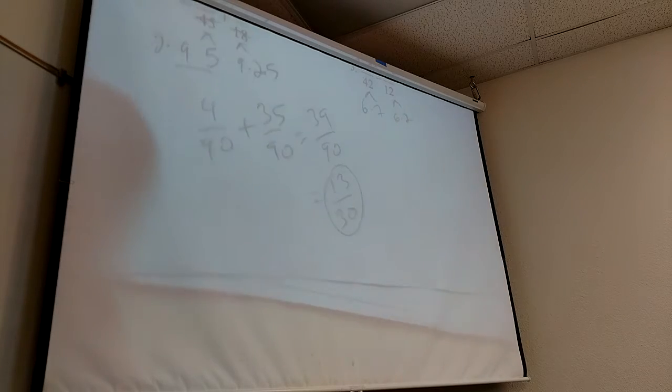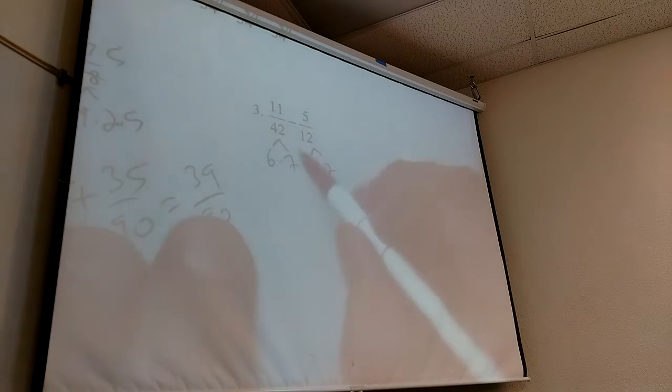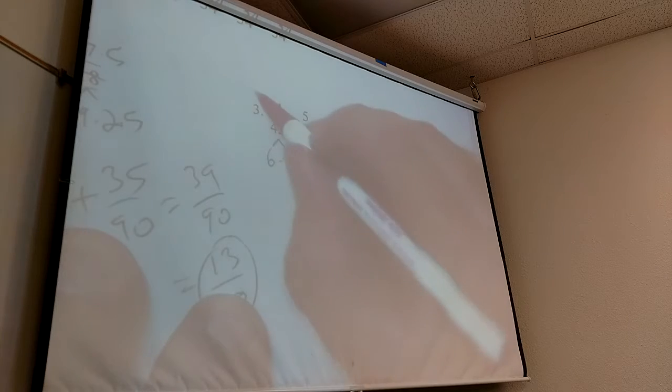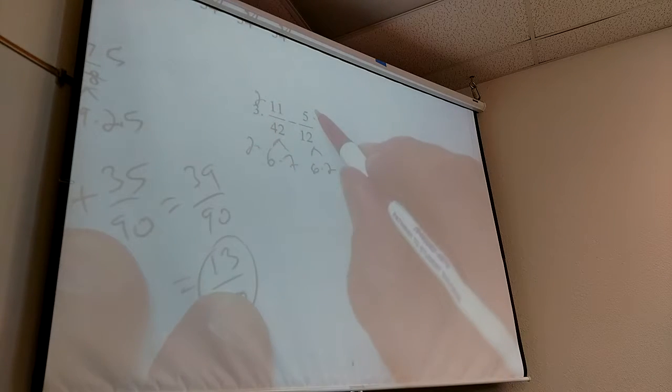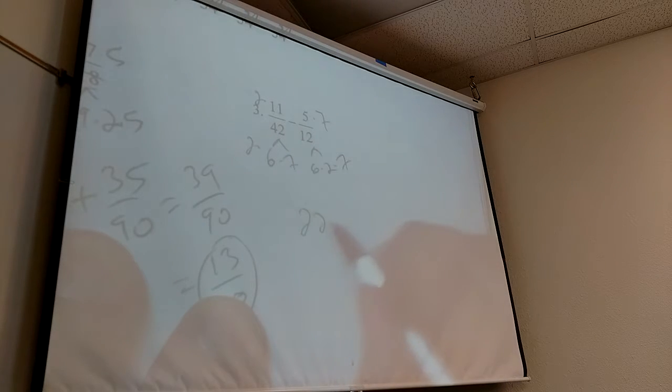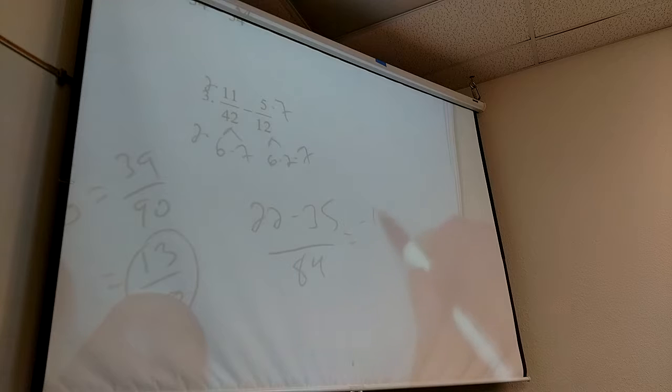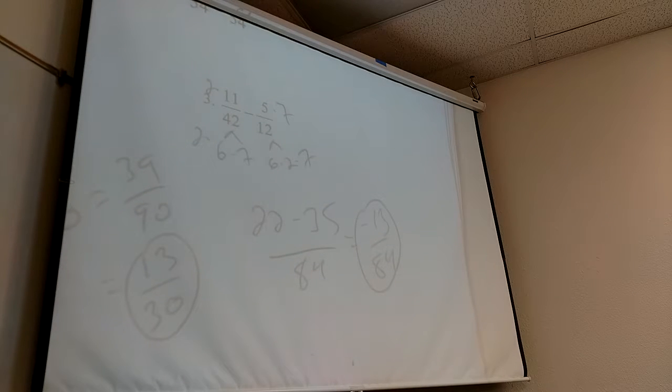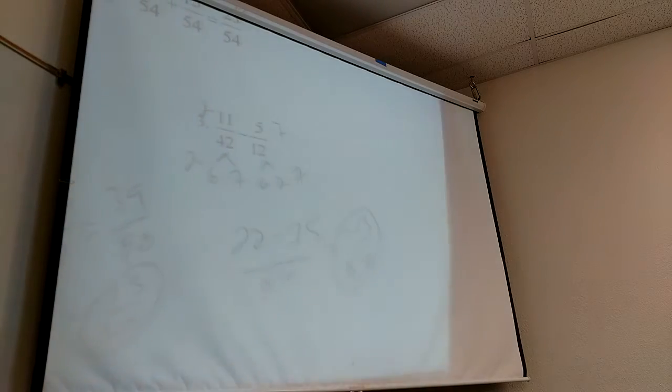6 times 7, 6 times 2. So the first guy's missing a 2. This guy's missing a 7. So I get 22 minus 35 over 84. Negative 13 over 84. I like it.